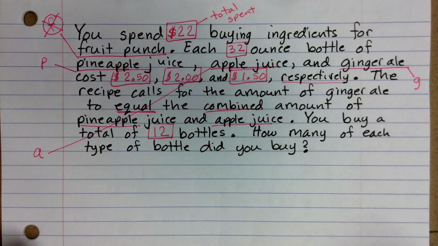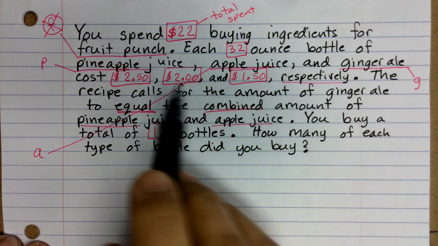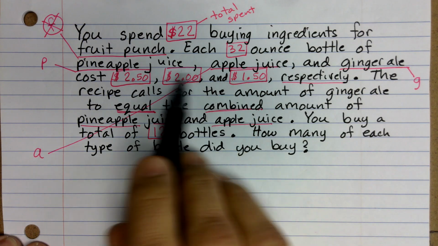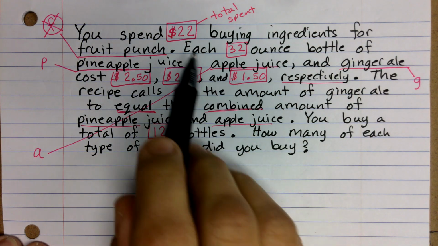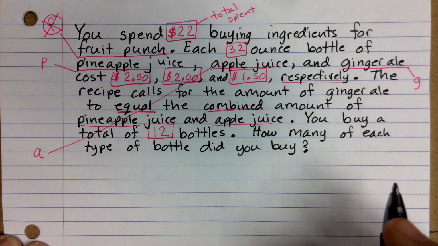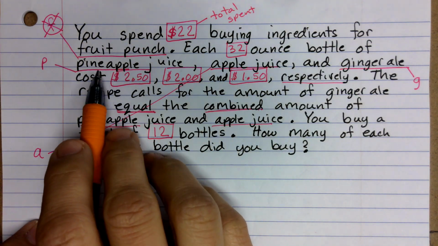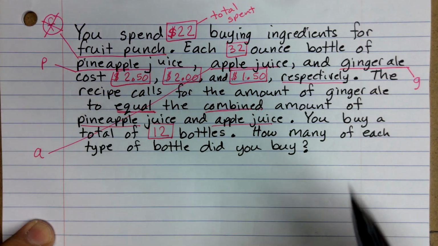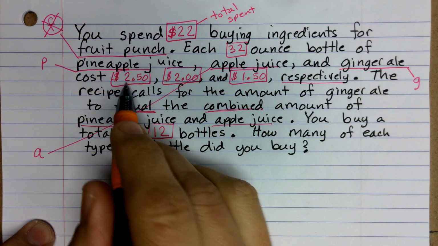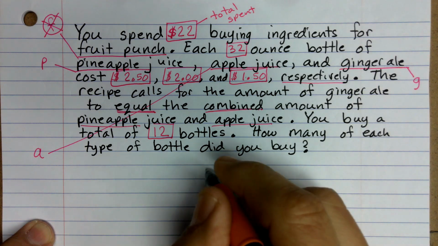And I'm going to go ahead and write my first equation. So what I know for certain is that I know the cost of each of the three items. And I know that the total cost of it was $22. So I'm going to write that equation first. It talked about pineapple juice. That's my P variable. And it's $2.50 per bottle.